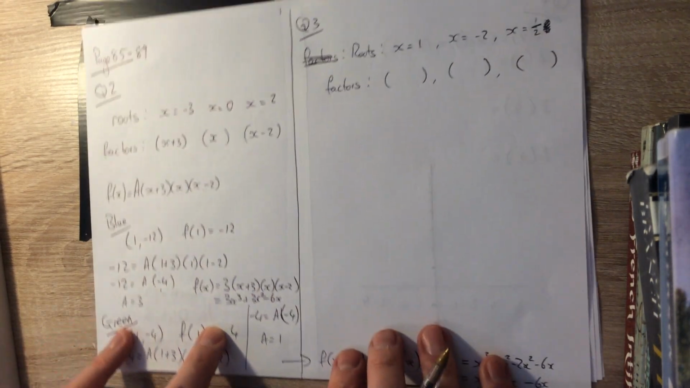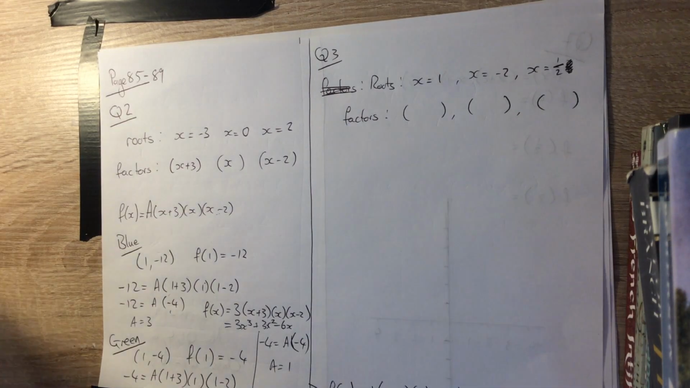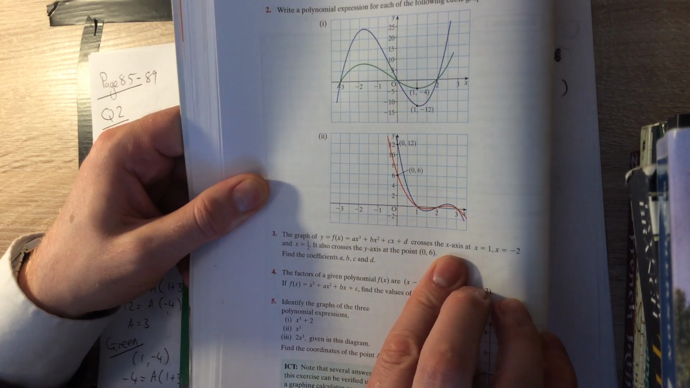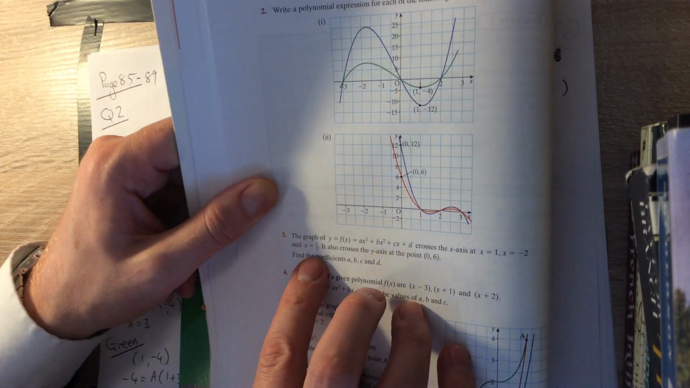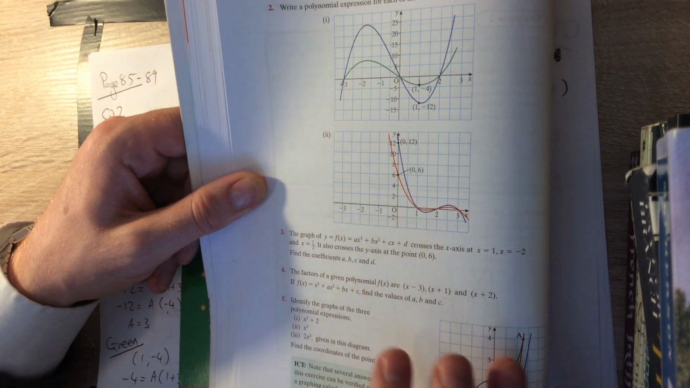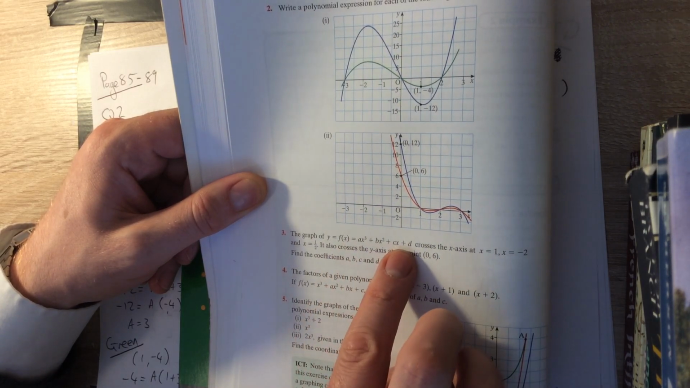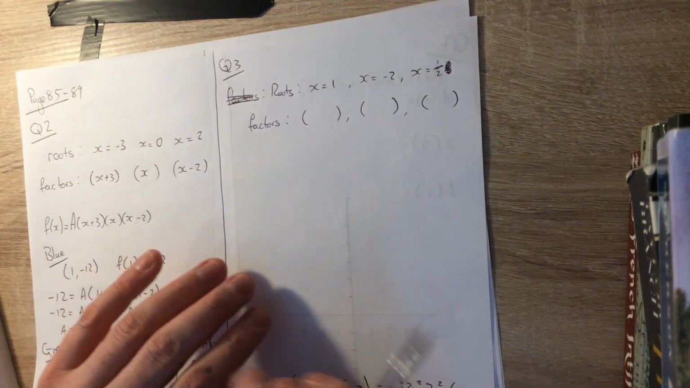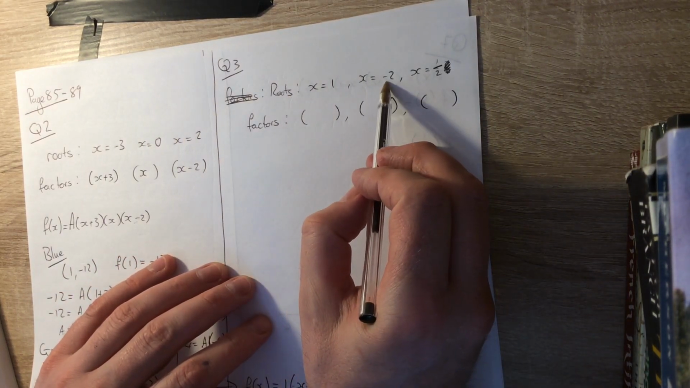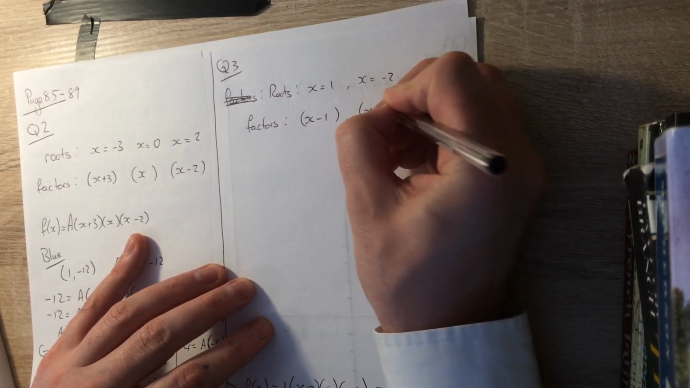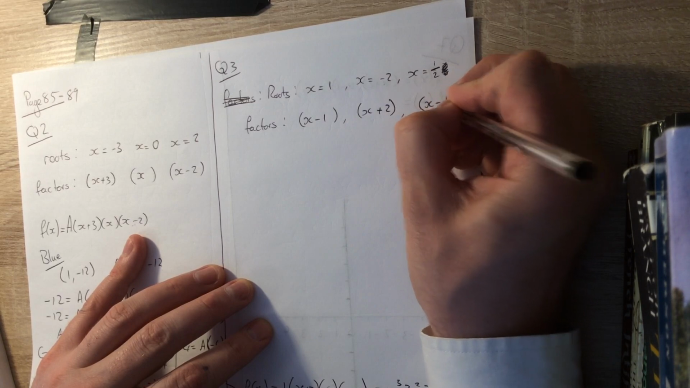Now question 3 tells us that the graph of this function, ax cubed plus bx squared plus cx plus d, crosses the x-axis at 1, -2, and a half, and it crosses the y-axis at the point 0, 6. Find the coefficients a, b, c, and d. Well, we know it's a cubic, so that means it has 3 factors and therefore 3 roots. We're told in the question that the roots are 1, -2, and a half. So the factors must be x minus 1, x plus 2, and x minus a half.